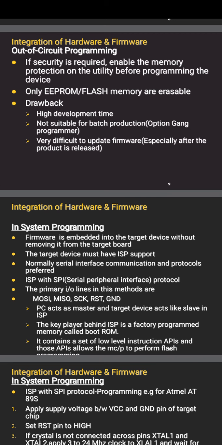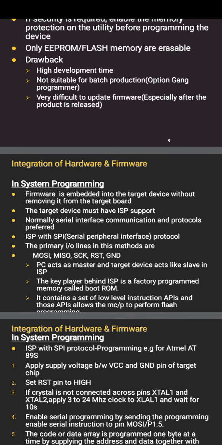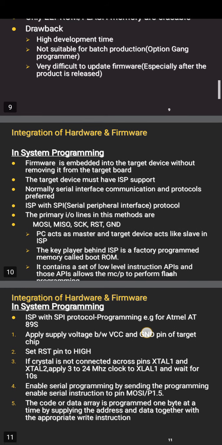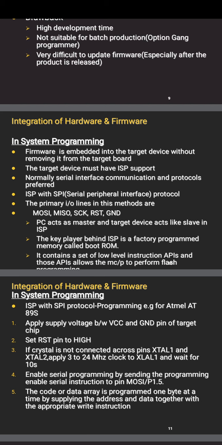Next is in system programming. In system programming means programming within the system, that is we are not taking the device out of the target board. It is programmed within the system itself. Here the firmware is embedded into the target device without removing it from the target board. It is the easiest and most flexible way of firmware embedding. And here no additional hardware is required for this programming.